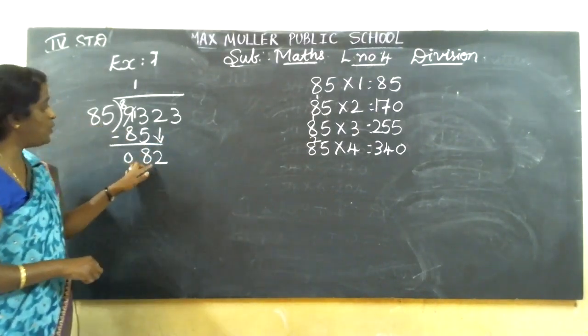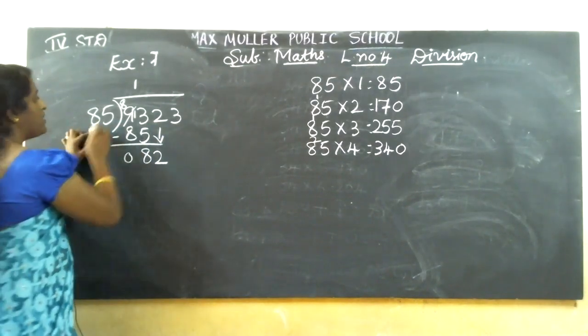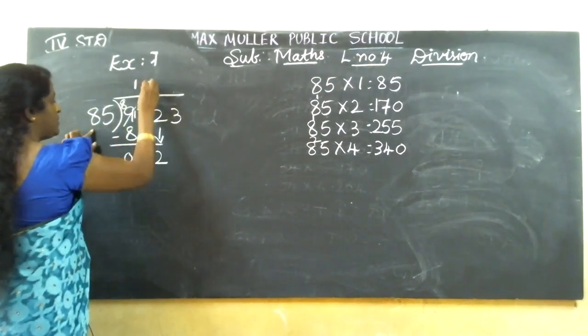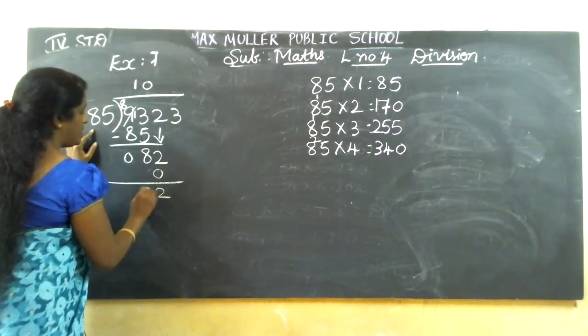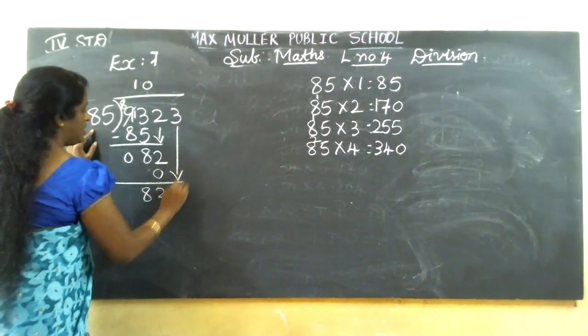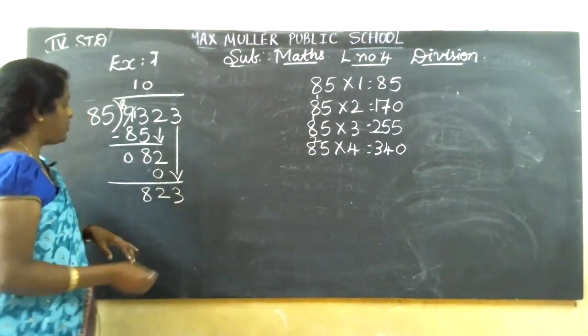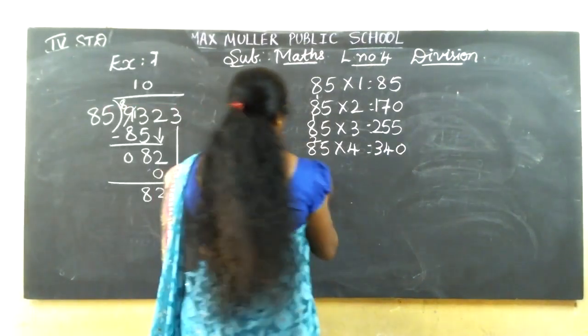Here 85 is there. Here 82 is there. What you should do? 85 ones are 85, 85 zeros are 0. So you can write like this. Bring down 3. Here 340 is there. So what I should do?